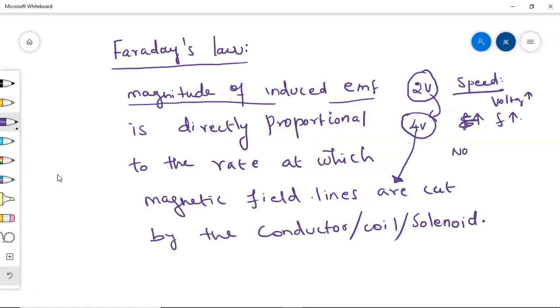If you increase the speed, voltage increases, and at the same time frequency also increases. If you increase the number of turns, voltage increases, frequency remains the same. If you increase the area of the coil, voltage increases, frequency remains the same.